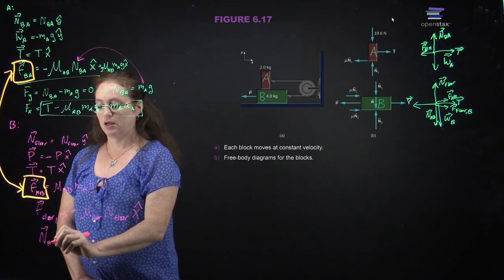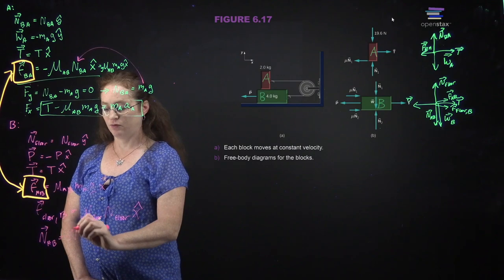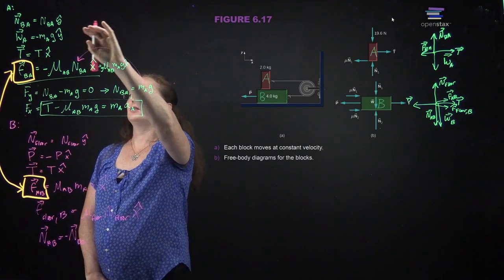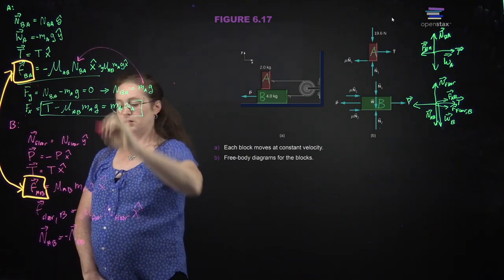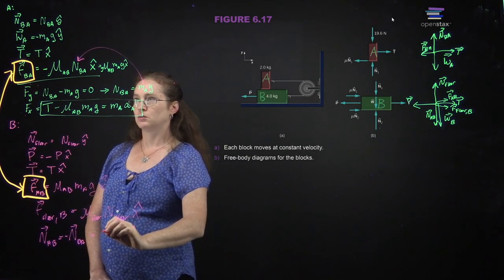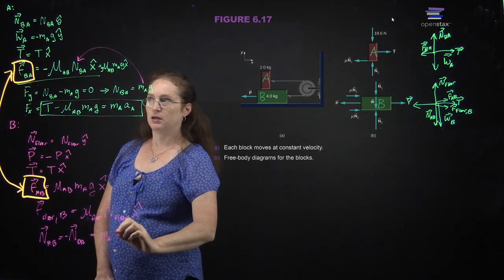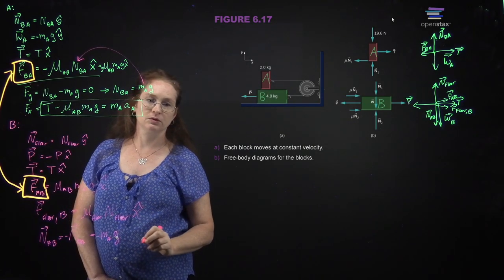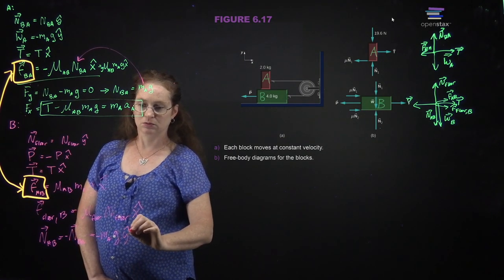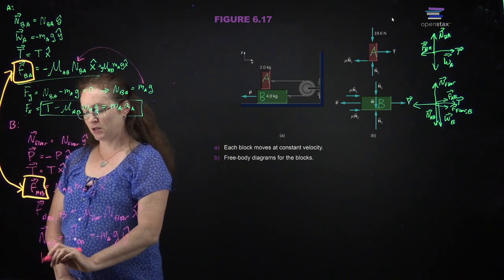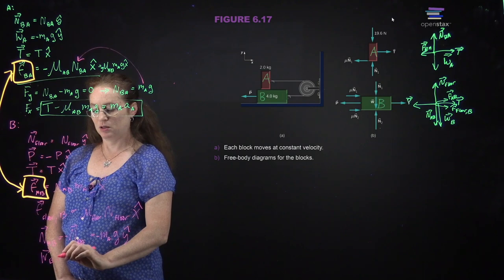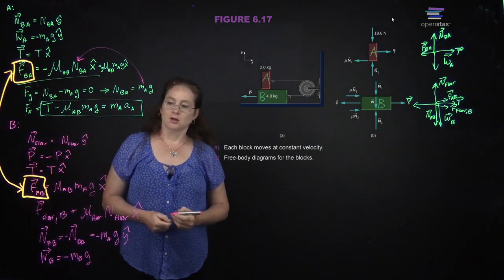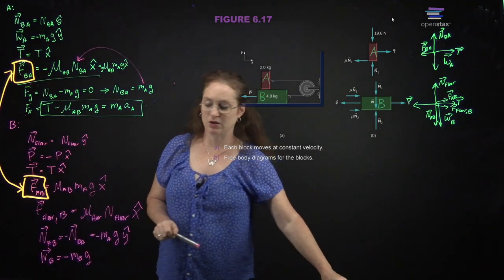N A B equals negative N B A. So this is equal to M A G, and it is acting in the negative y hat direction. And then finally, the weight of B is negative M B G. Whew! I'm tired after writing all that down.